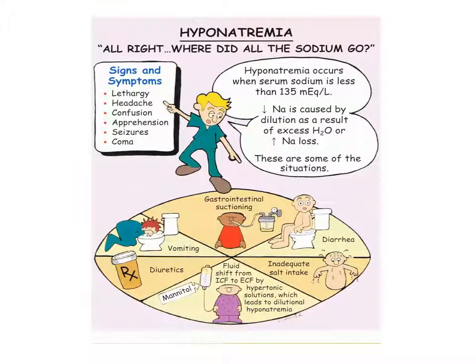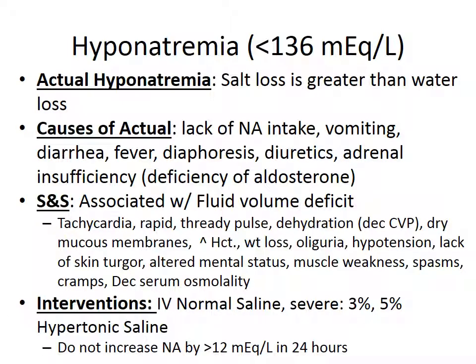In this slide here, there are a couple of different things to remember about hyponatremia and where all the sodium goes. Hyponatremia is a serum sodium that's less than 136. Actual hyponatremia is salt loss that is greater than water loss, and causes of it include lack of sodium intake in the diet, vomiting, diarrhea, fever, diaphoresis, overuse of diuretics, and adrenal insufficiency where there's a deficiency of aldosterone.